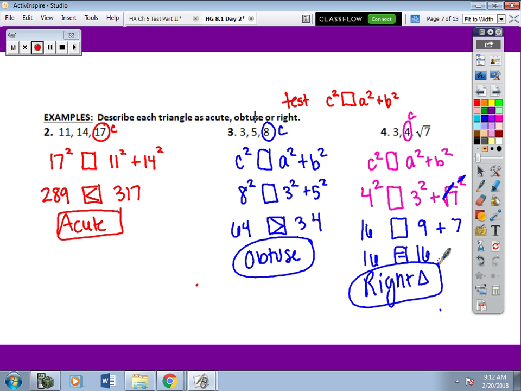See if you guys can try examples 5 and 6 on the back on your own. And then we'll take a look at an application question. And we're going to do the closure together because it's a little bit harder.